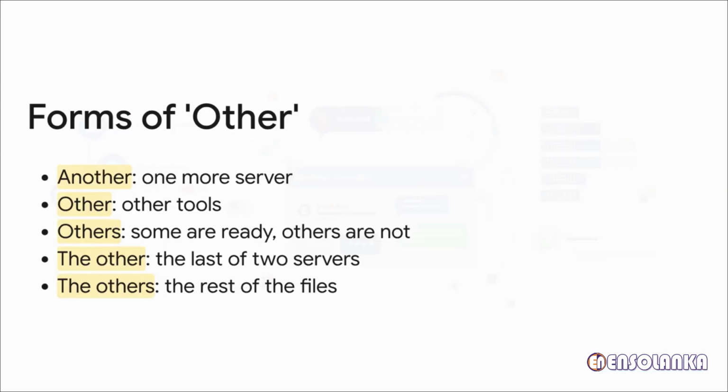All right, the different forms of other can trip anyone up, but the logic is actually pretty simple. Another just means one more. Other needs a noun right after it. Others can stand all by itself. Use the other when you're talking about the last of 2 specific items, and the others when you mean the rest of a specific group.